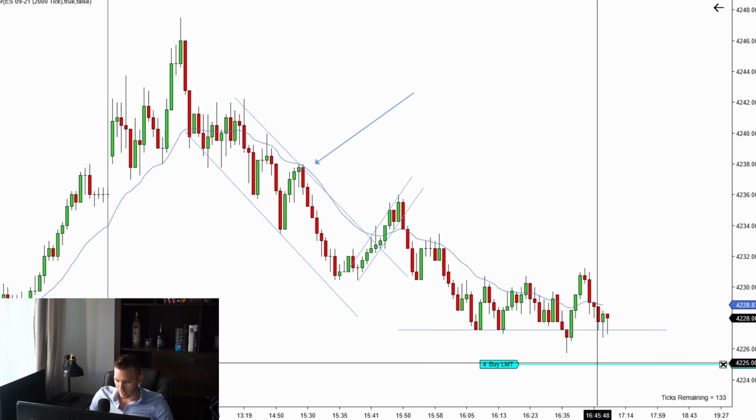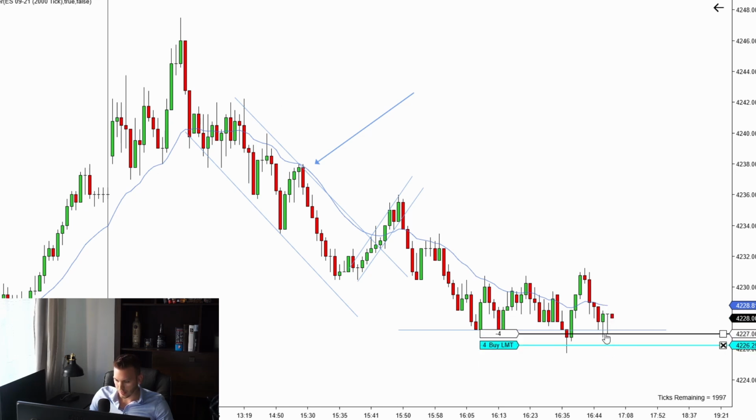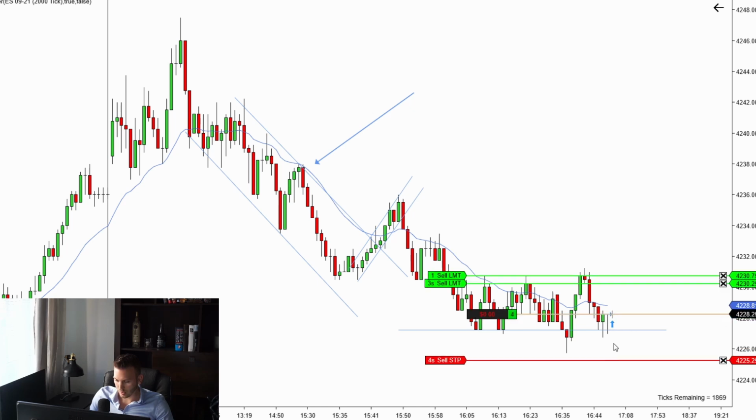Let me put my limit order in place. We actually have an inside bar right here, so I don't need to wait for prices to trigger one tick higher above this bar. I can just wait for prices to trigger, and we got trigger. Hopefully we can get filled, and we got filled, perfect.